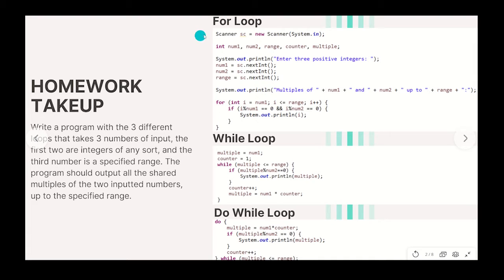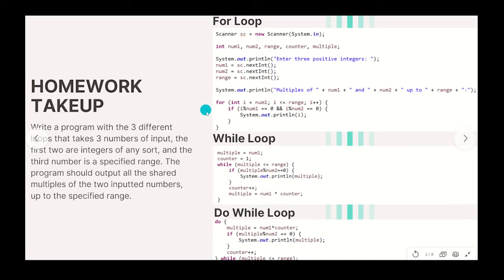Alright, so inside of our main method, we're going to declare a scanner and give it a name. Then we're also going to declare 5 integers: number 1, number 2, the range, and a counter and a multiple for our while and do-while loops. Then we're going to output a message to the user saying enter the 3 positive integers. Your message might look a little bit different. Then we're going to input those 3 numbers, and we're going to give another message. This one's optional, saying multiples of number 1 and number 2 up to the range are the following.